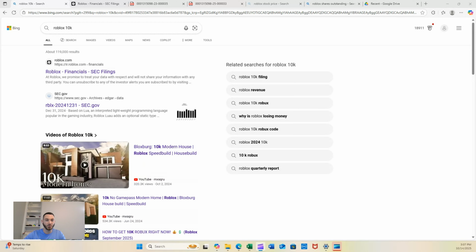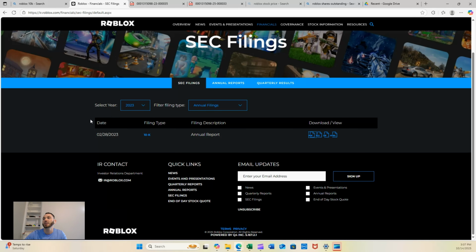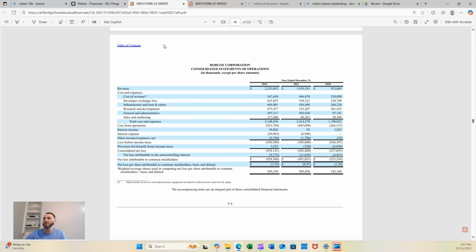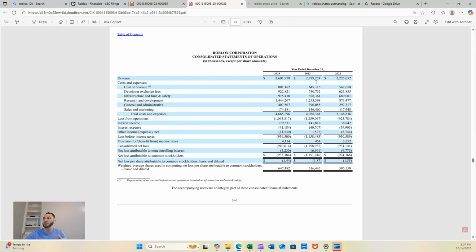Alrighty, getting into some of the financials here. We're going to look at Roblox. Just Googling Roblox 10K brings us to their website where they have their annual filings. So we're going to do 10Ks, which are the annual ones, and pull up the years that we're looking for. So we have 2020, 21, 22, 23, and 24, since 2025 isn't complete yet. So we have those pulled up.